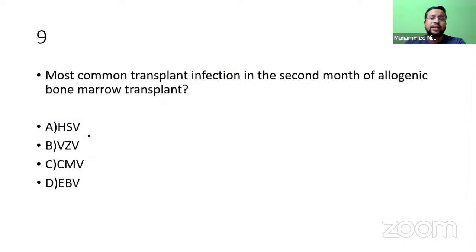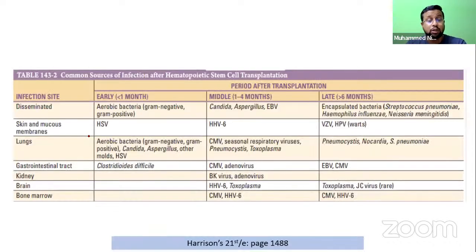Next, most common transplant infection in the second month of bone marrow transplantation. Options are herpes simplex, varicella zoster, CMV, and EBV. I'm happy that this was one of the questions that was discussed, and it is straight from a table in Harrison.